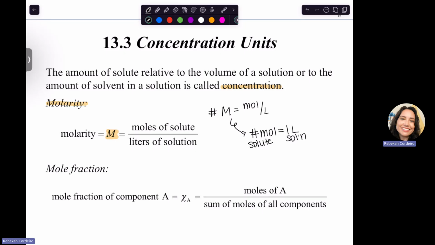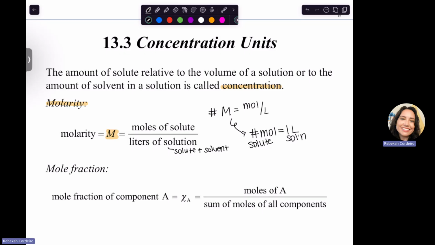Question. Yes, so liters of solution, because solution is solute plus solvent. So it's the whole thing. You used molarity last semester when you made stuff in those volumetric flasks, right? You measured the total, you put water until you got to that certain point. That's your liters of solution, essentially, because it had your solvent and your solute in it.